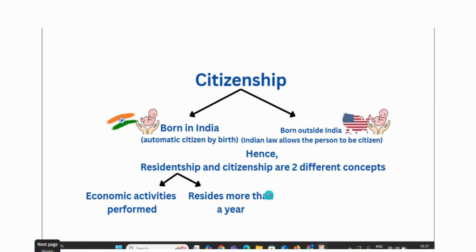But residentship and citizenship are two different concepts. Residentship means you need to have economic activity performed within the domestic territory of India for more than a year. It is called residentship. If you remember the example, Mrs. Sharma was a resident as well as a citizen, but Mr. Sharma was only a citizen and not a resident of India because he was not performing his economic activity in India. He was residing in Dubai and performing economic activity in Dubai.